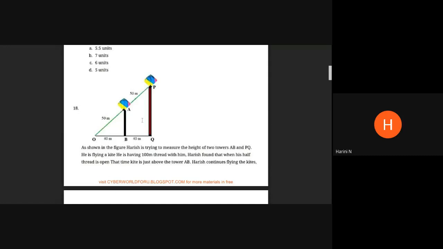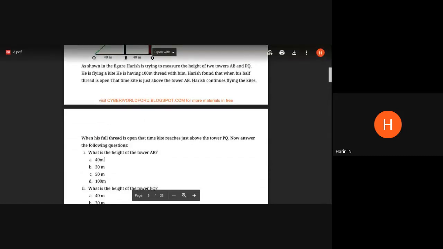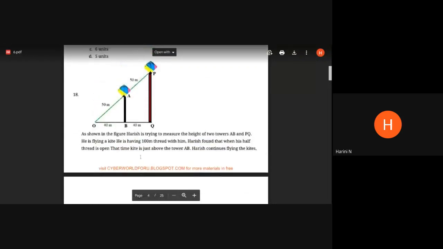Okay, so now let us see what they have to ask us. The first question is, what is the height of the tower AB? How to find this height of the tower AB? Any idea? From Pythagoras theorem. Very good.